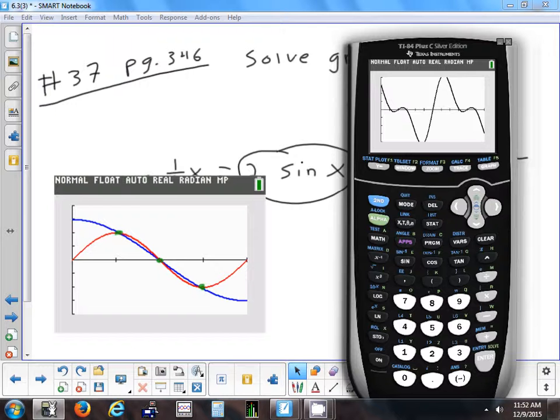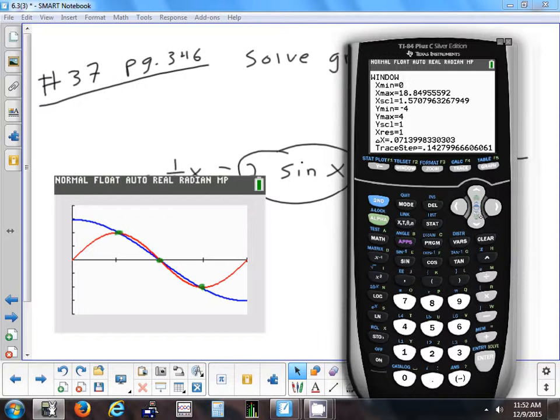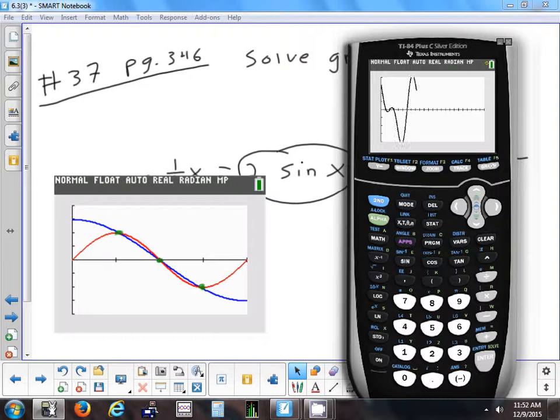Actually, I don't even know if we're seeing it repeat yet. I'm not sure. What did I go to? 6 pi? Let's go to 12 pi. So we got that section that dips down, and then now I think we're seeing it repeat. Yeah, now we are. There's 3 of them.